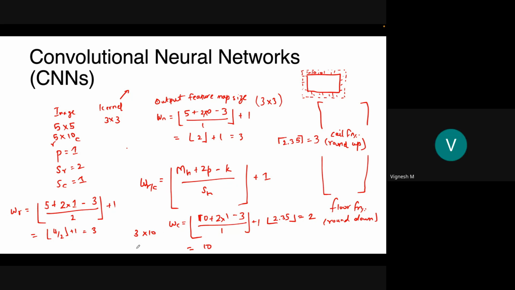So the output is going to be 3 cross 10, right? And that makes sense, because you do not take any stride on the column, and then you have a padding. That means you will get the original image size back, the same size as the original image. So that's why I get 10 here. But here we took a stride of 2 along the rows, so that reduced the dimensionality. So that became 3 times 10.